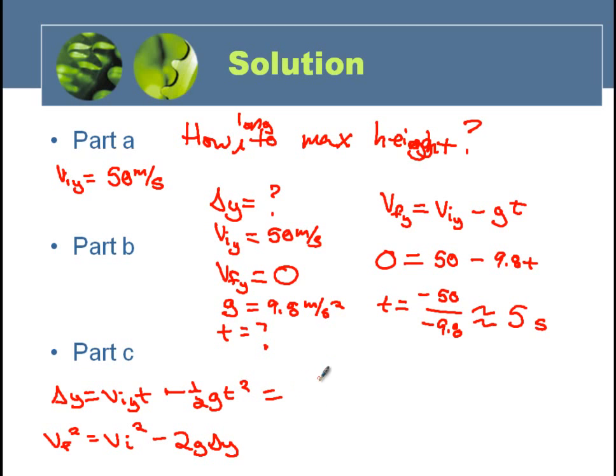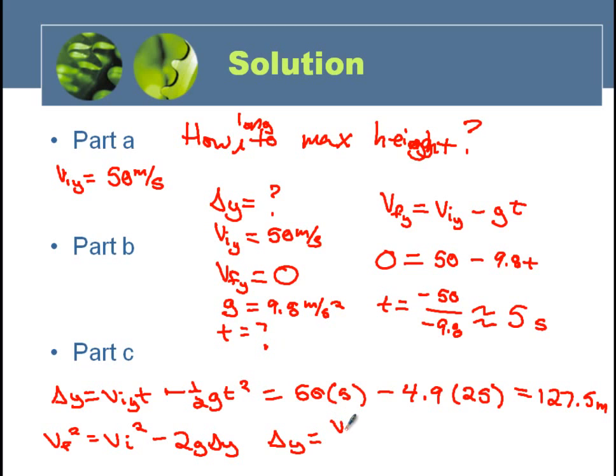So using this equation, you plug everything in. 50 times 5 minus 4.9, which is 1/2 times 9.8, times 25. So 250 minus 4.9 times 25. Whoa. Yeah, I multiplied when I should have divided. 127.5 meters. Now if we do it this way, solve this guy for delta y.